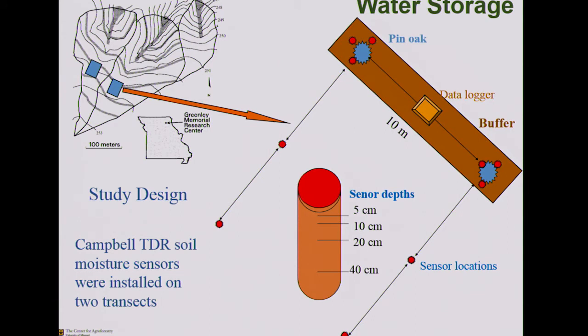We looked at the water storage capacity, how these buffers can help improve water storage in soils. We put different types of soil moisture sensors at 5, 10, 20, 40 centimeter depths in the crop area with 4 applications around the trees to look at how these systems help store soil moisture.